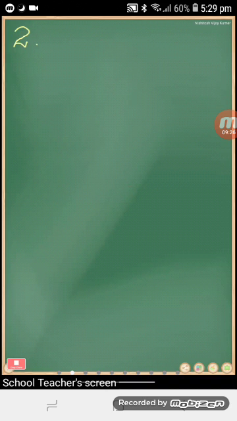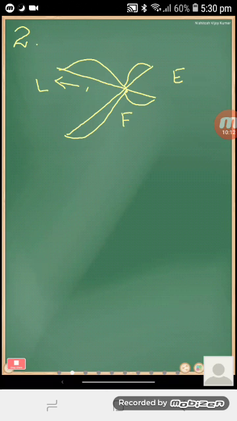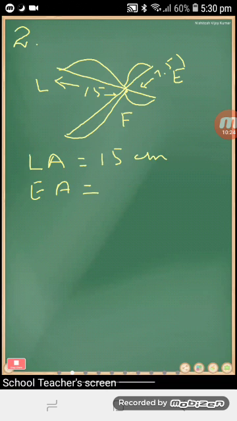Question number 2. A pair of scissors has its blades 15 centimeter long, while its handle are 7.5 centimeter long. So if we try to make the pair of scissors, okay, something like this. Blades are longer, so blade is 15 centimeters, so this point will be your fulcrum. This will be your load side, this will be your effort side. So length of the load arm is 15 centimeter, effort arm 7.5 centimeter.